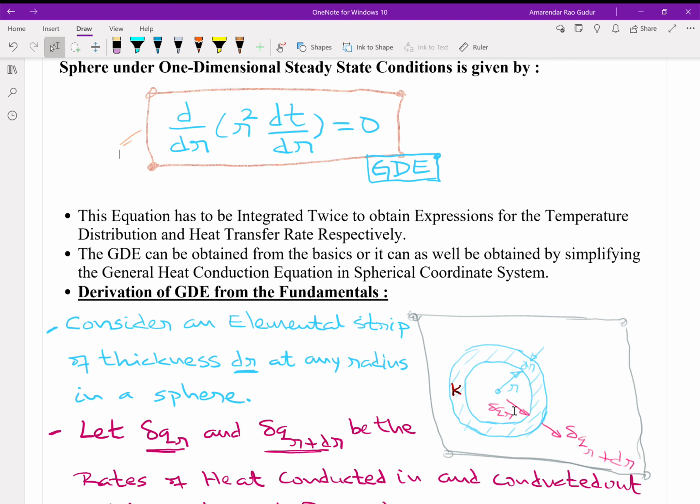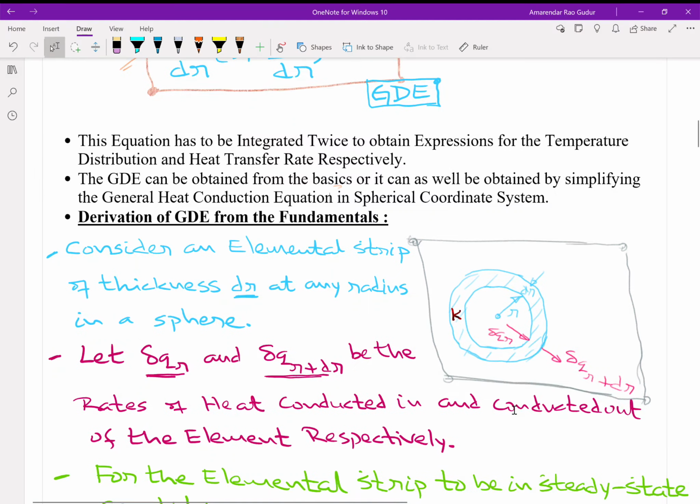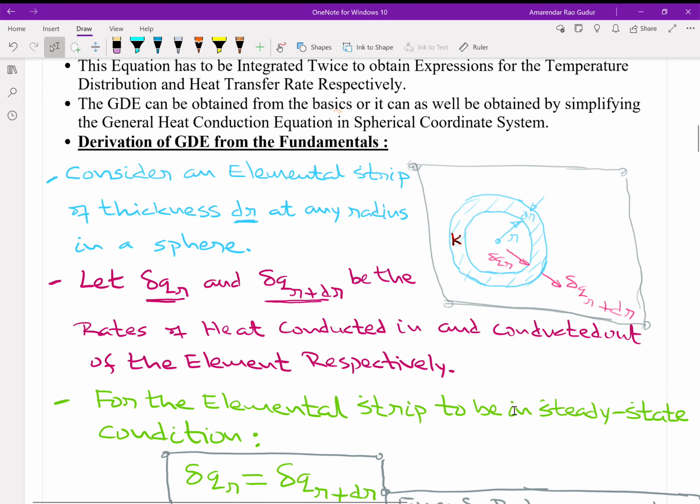Then the governing differential equation can be obtained from the basics, or it can be obtained by simplifying the general heat conduction equation in spherical coordinate system. And for those who are aspiring for engineering services, you may get a question like derive the governing differential equation for temperature distribution along the radial direction of a sphere. It's a matter of a couple of minutes before you arrive at this equation. We consider an elemental strip inside a sphere of some thickness dr at any radius r.